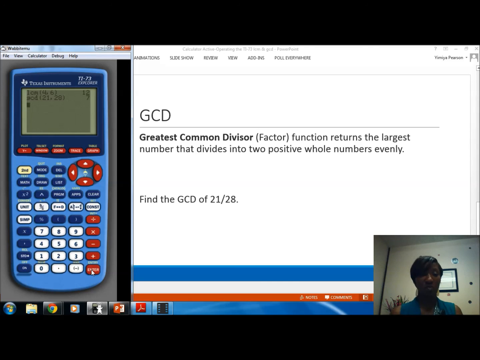In the next videos, we'll look at a few more of the math functions and then we'll get into the fraction operations. Thank you.